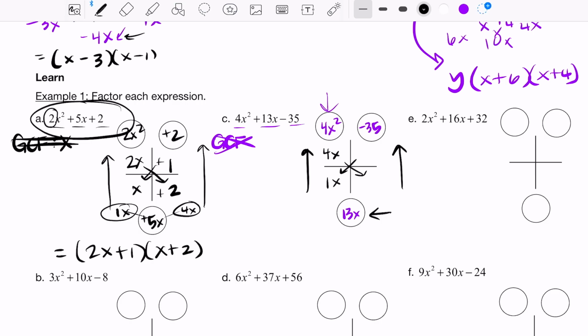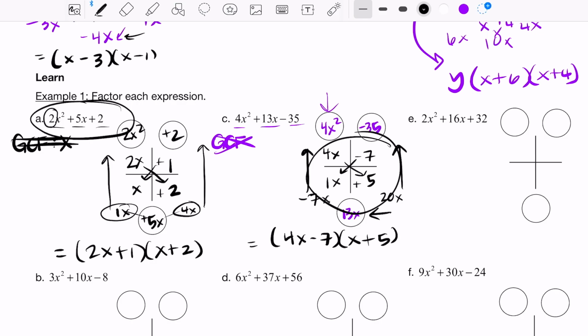So what if I did, on the other hand, -7 on the top and 5 on the bottom? So crisscross would end up giving me 13x. So this is the pattern that works, and remember that's a positive 5. So we would say the factored form of 4x squared plus 13x minus 35 is 4x minus 7 times x plus 5. You can choose to keep the 1 or not.